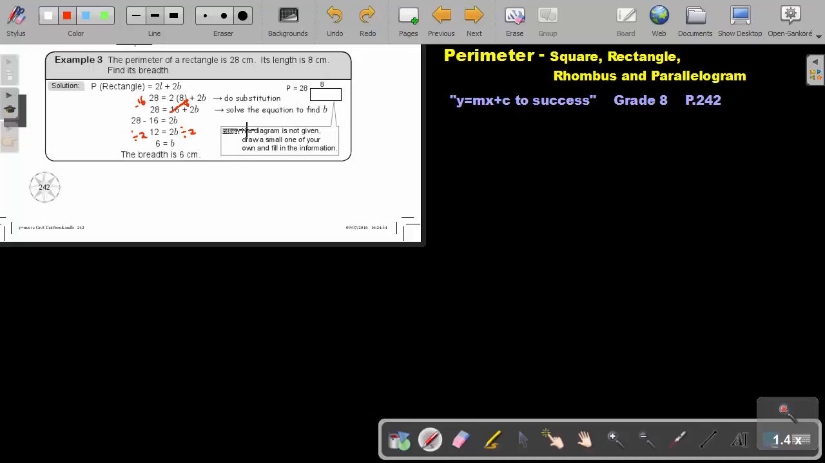Now, it's always good to draw a diagram. If a diagram is not given, draw a small one of your own and fill in the information. It makes the process easier.